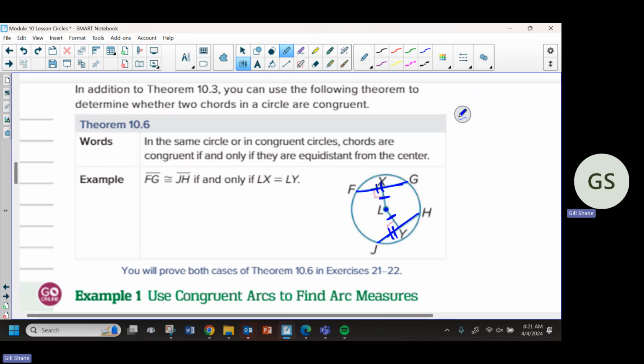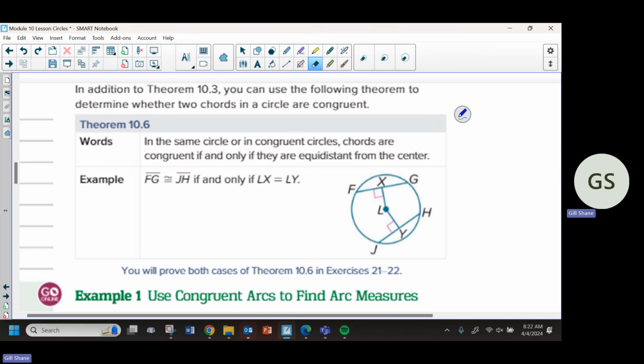And then the opposite would be true. If I know that the two chords are congruent, then they have to be the same distance from the center. All these things are converses. Two chords are congruent. We know a bunch of things right now. Just going to review.